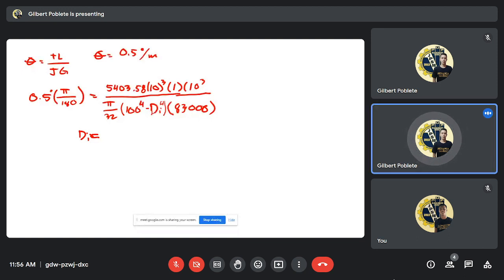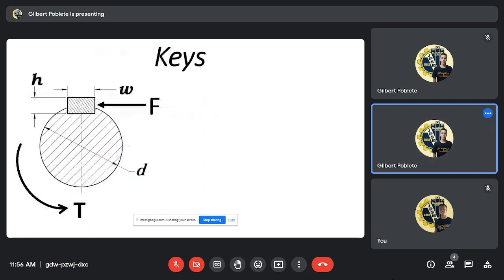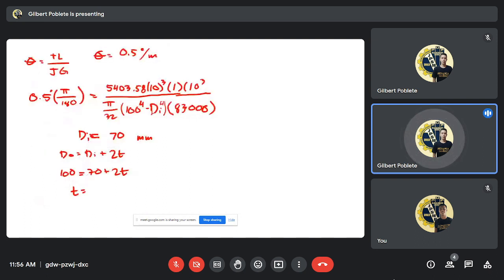So DI natin is 70 millimeter. So gamitin natin yung DO = DI + 2T. So meron tayong 100 na outside, 70 plus 2T. So thickness natin is 100 equals 70 plus 2T. So meron tayong 15 millimeters.